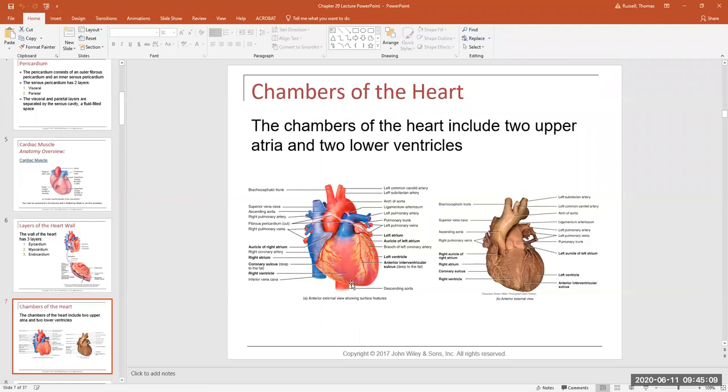Now we have some external landmarks. First of all, where all the great vessels enter and leave the heart, up here is called the base. So the bottom is not the base, up here is the base.